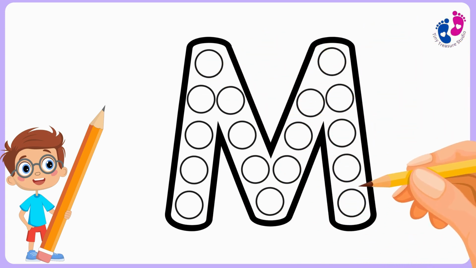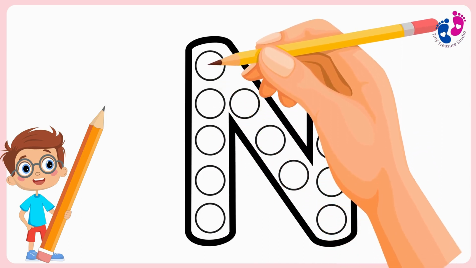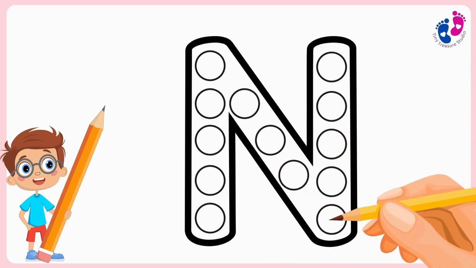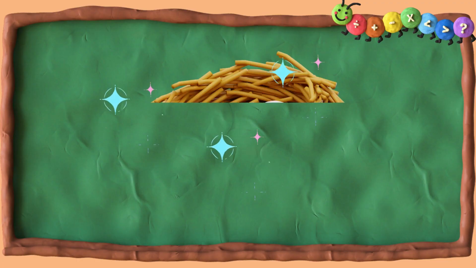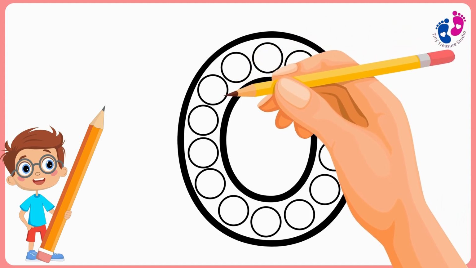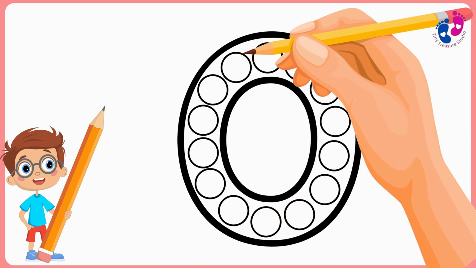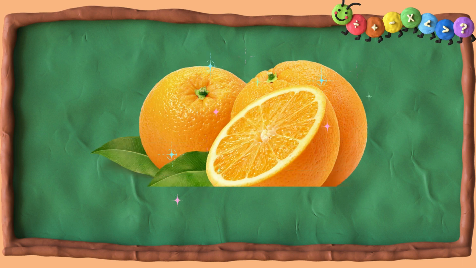M. M is for mango. N is for nest. O. O is for orange.